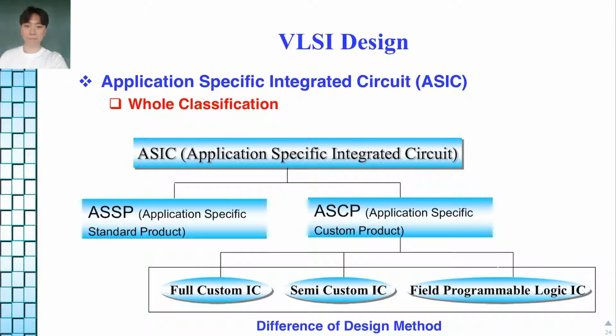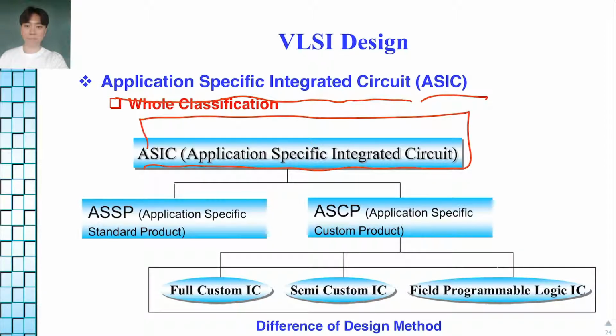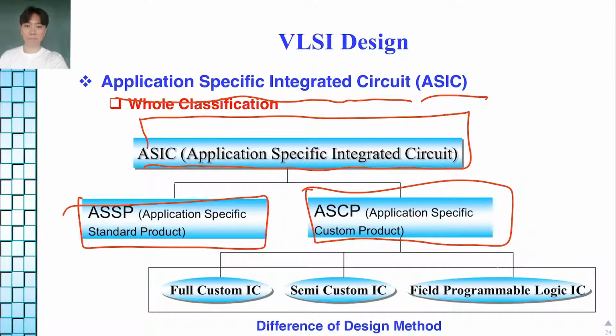This figure is for classification of the ASIC. ASIC is application-specific integrated circuit. The ASIC consists of ASSP and ASCP. And ASCP consists of full custom IC, semi-custom IC, and field programmable logic IC.